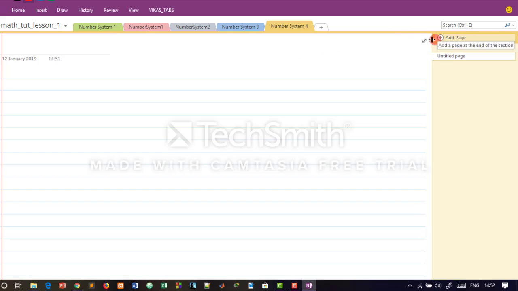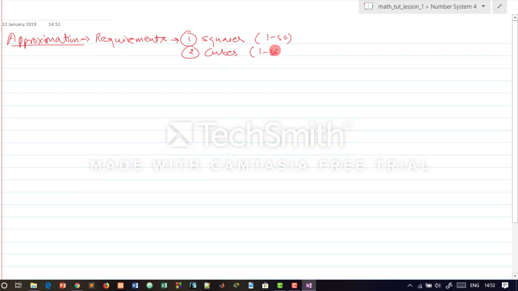Okay, and then let us start with approximation. So first we need to know what the requirements are. Requirements means number one, squares 1 to 50, number two, cubes 1 to 30, and tables 1 to 25.